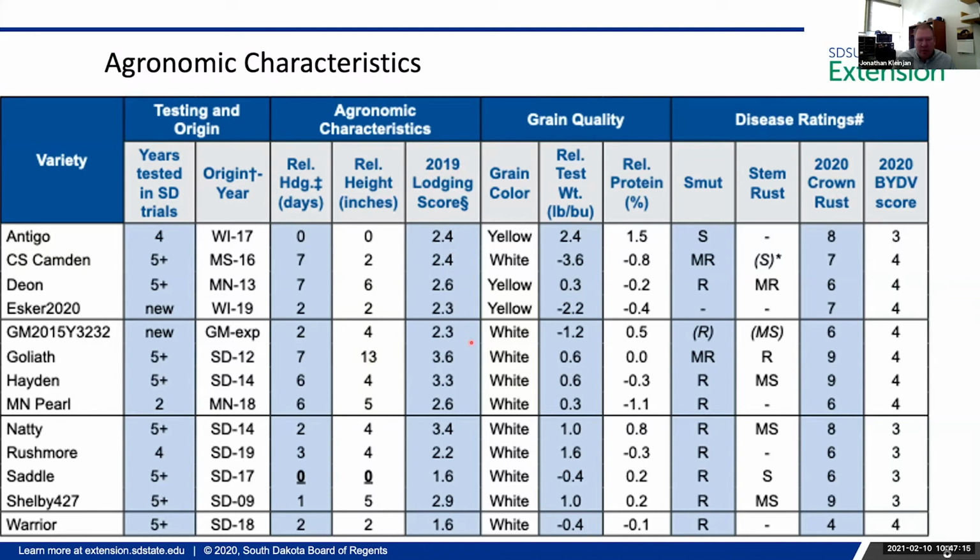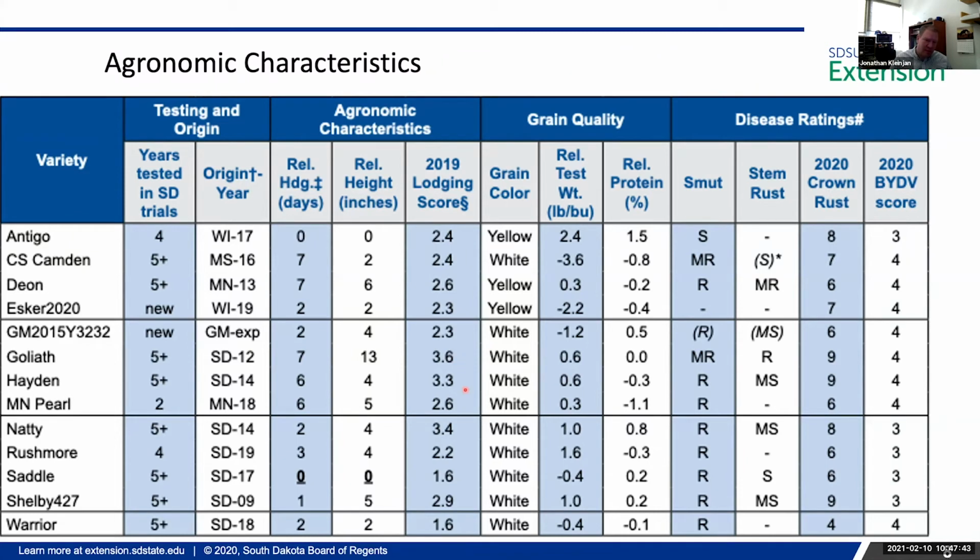But anyway, this is something you really want to pay attention to in oats. Some of the newer varieties that Melanie has out, Saddle and Warrior, for instance, have pretty good lodging scores. Some of the older ones like Hayden, 3.3, Goliath, 3.6. So that's an important thing to look for if you're choosing a variety. Just watch out for the lodging potential, especially if you have high fertility soils.